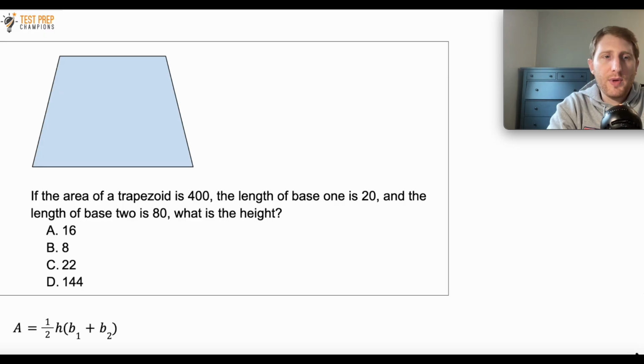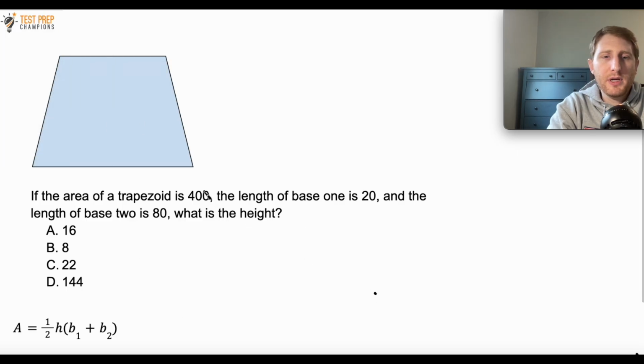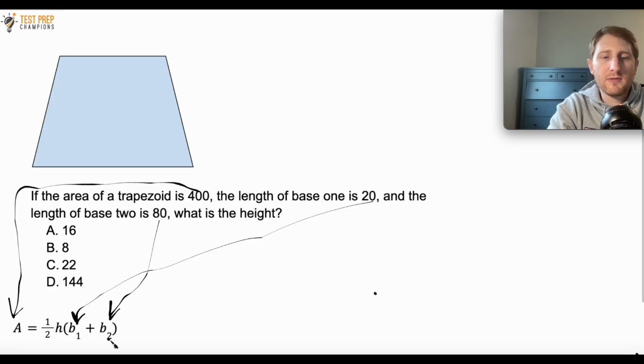Okay, so how do we answer this question? Well, I'm going to start by taking all the numbers that I'm given and plugging them into the formula. So we know that the area is 400, so I'm going to plug that in for A. Now we know that base 1 is 20, so I'm going to plug that in down here for base 1. And we know that base 2 is 80, so I'm going to plug 80 in here for base 2. And we don't know what h is, so the name of the game here is to plug all of these numbers in, and then we're going to solve for h.